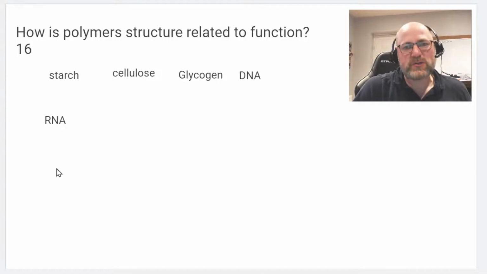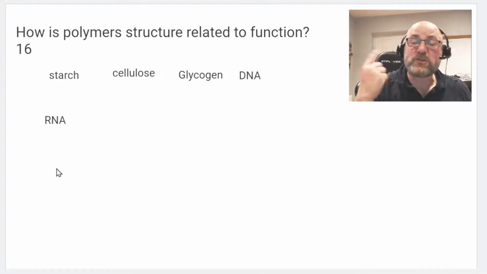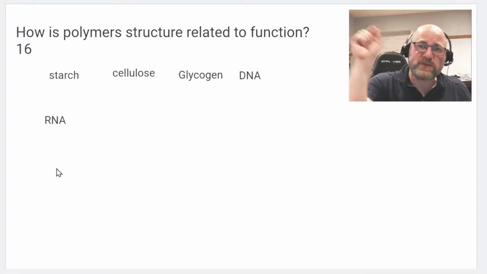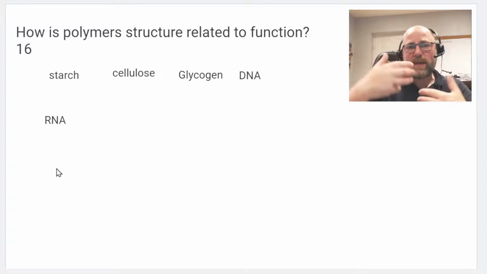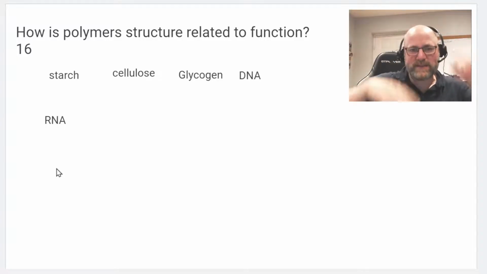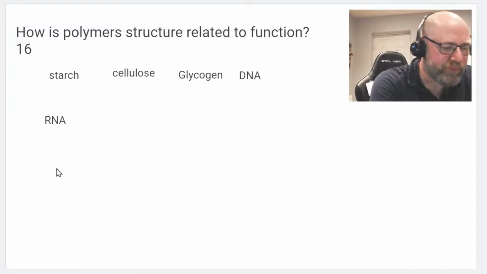With DNA, there's a lot to talk about and how it's structured, the double helix, the sugar phosphate backbone and how that's related to its function. You can talk about the complementary base pairing of the monomers, the bases, and that kind of thing.